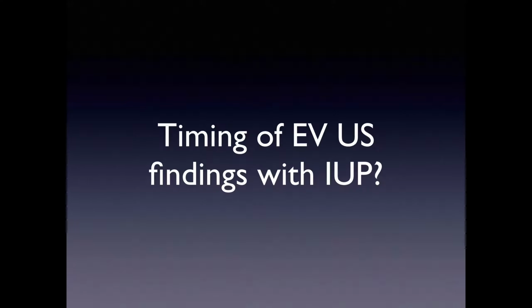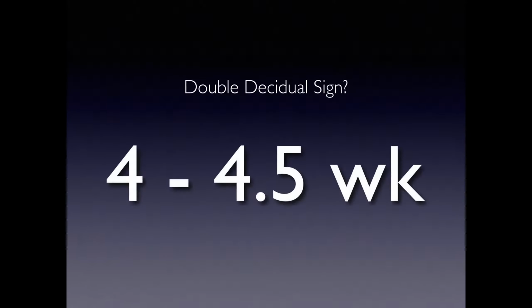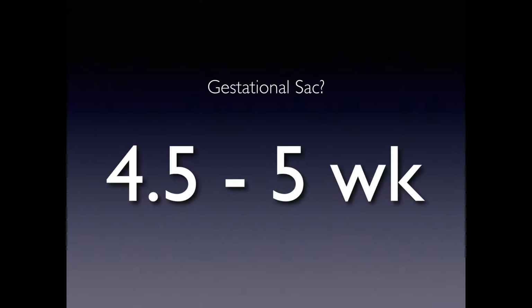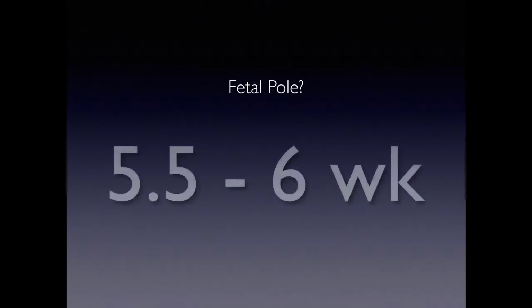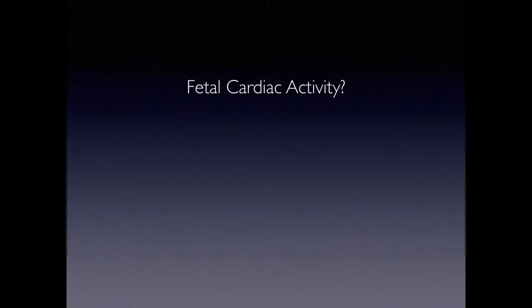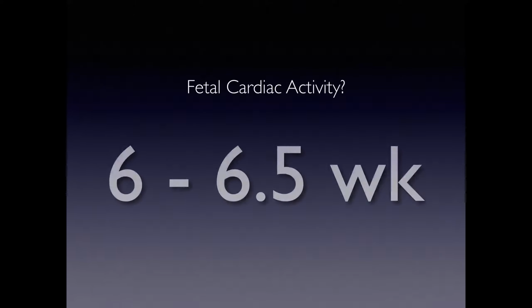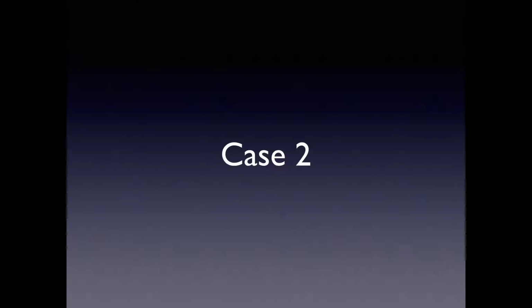And what's the associated timing? Basically, the findings begin at 4 to 4.5 weeks with double decidual sign, and then proceed in half-week increments. So the next, as we've already discussed, is gestational sac, and again, that now starts at 4.5 to 5 weeks. The next is yolk sac, again at 5 to 5.5 weeks. Next is fetal pole at 5.5 to 6 weeks. Next is fetal cardiac activity at 6 to 6.5 weeks.